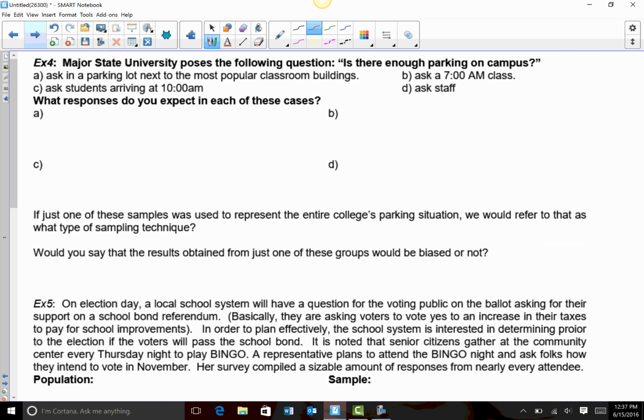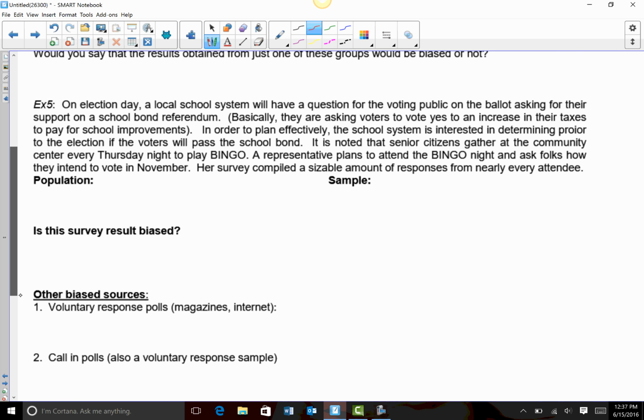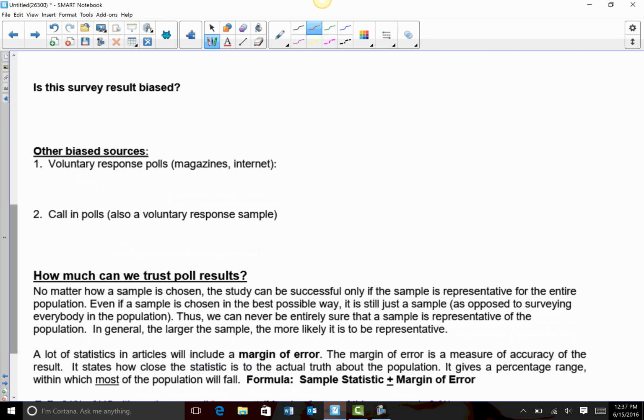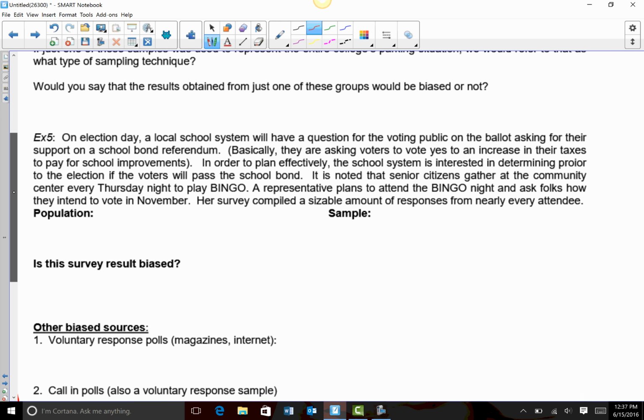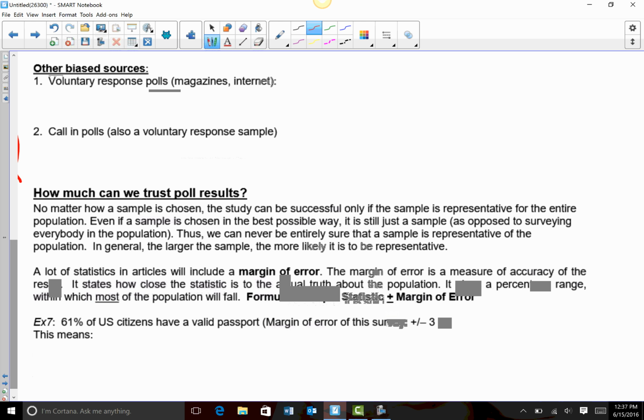And I'm going to let you work through example 4 and 5, and I'm going to come on down to some other bias sources. I believe that by looking at the solution key you'll be able to follow example 4 and 5 no problem. Some other bias sources are voluntary response polls and call-in polls.